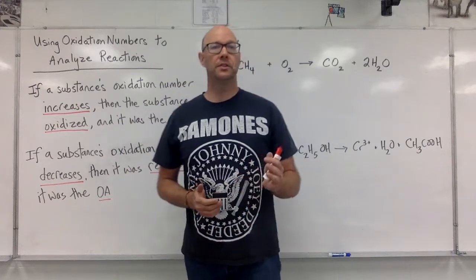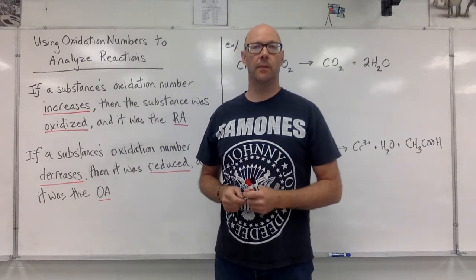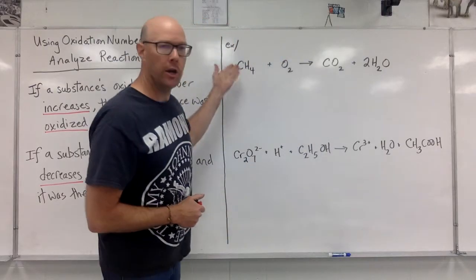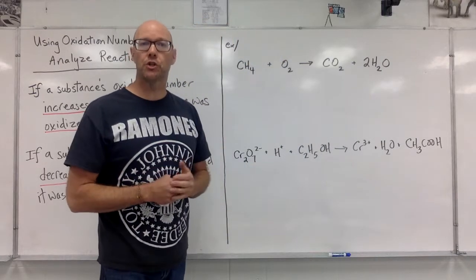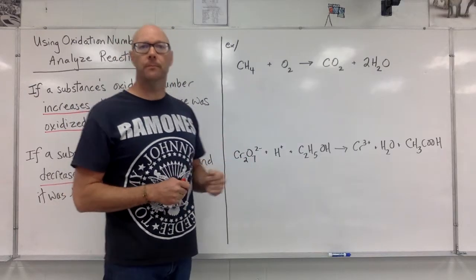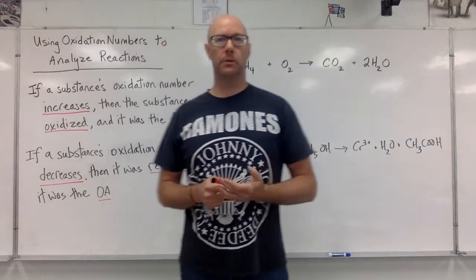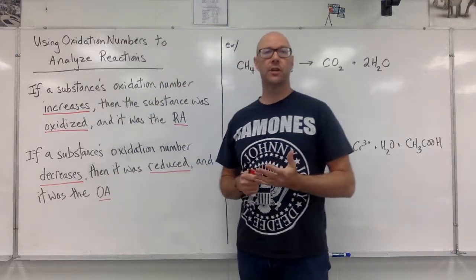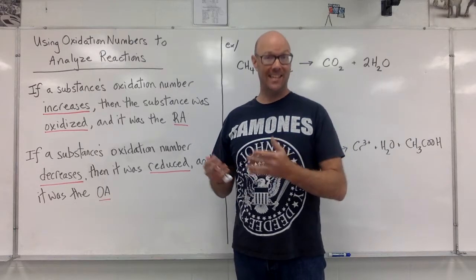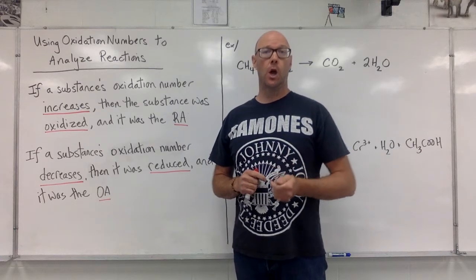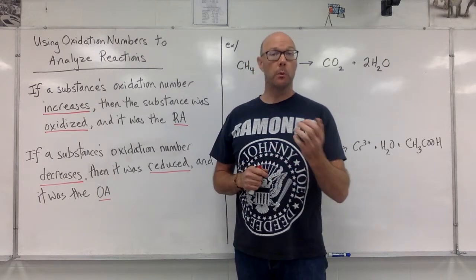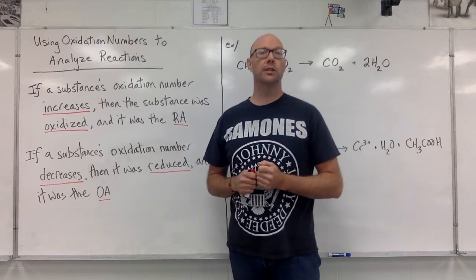Hi everyone, this is a video on using oxidation numbers to analyze reactions. If we have a non-ionic equation, a traditional looking equation, or a net ionic equation, we can use oxidation numbers to analyze the reactions in order to do a whole bunch of things. We're able to tell if the reaction is a redox reaction or not. We can tell what was oxidized, what was reduced, what was the oxidizing agent, and what was the reducing agent.